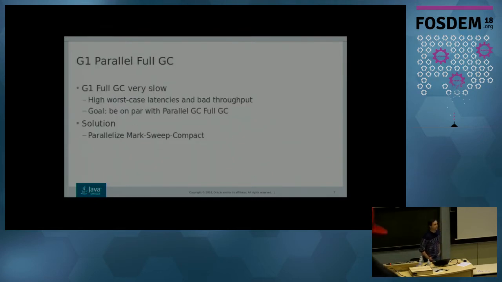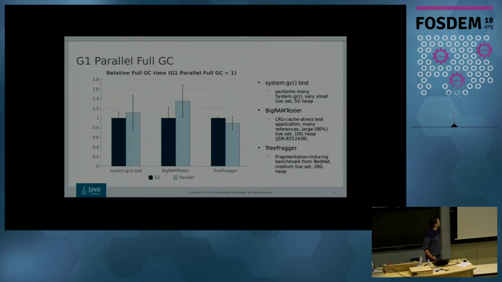So there's always been the problem that the G1 full GC is very slow. I mean, it's serial, single-threaded. So G1 has very high worst-case latencies and really bad throughput. So in this change, we tried to make the G1 full GC on par with the Parallel GC full GC. And the solution was basically, make it parallel. And here's one slide about some results with that.